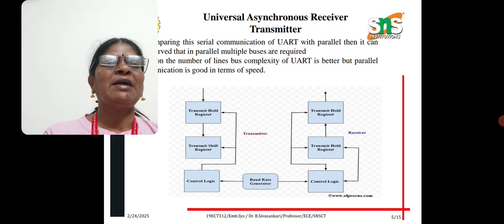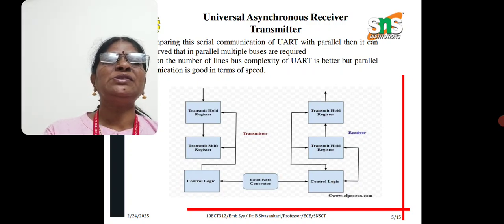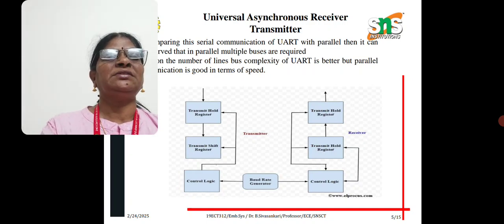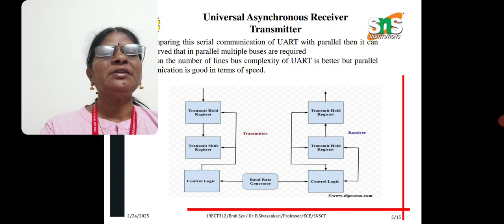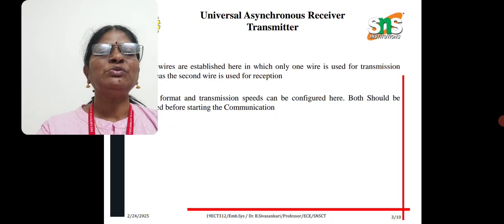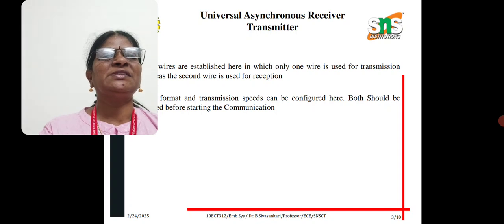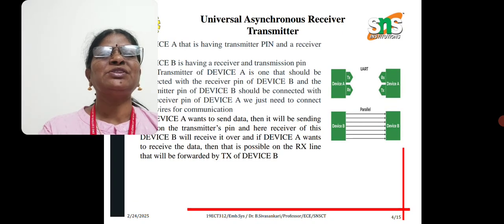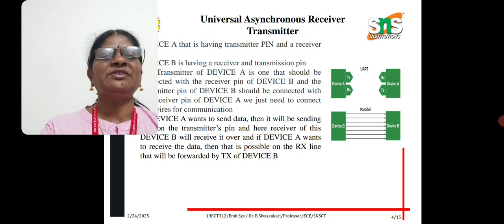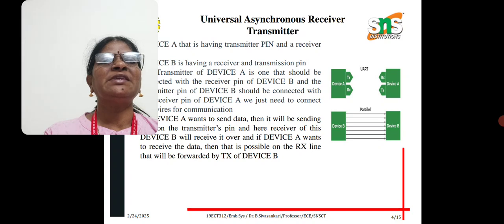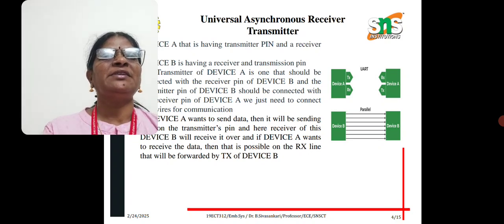In between you have a baud rate generator which is used to improve your data storage and speed. The only two functions here are data format and transmission speeds. These are the two functions or applications in general of our Universal Asynchronous Receiver Transmitter. You can see the devices here. We have two devices, device A and device B.